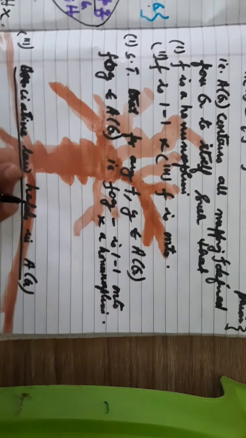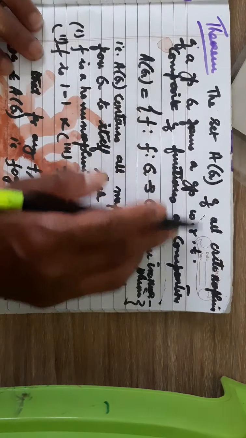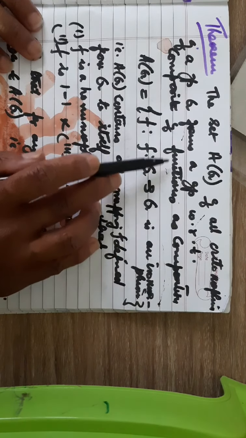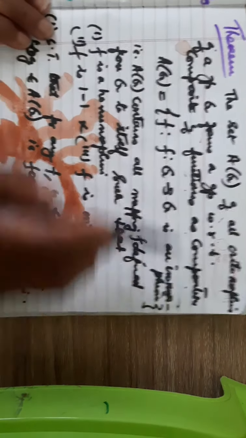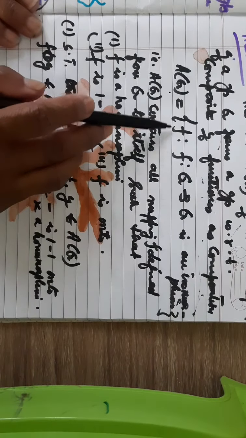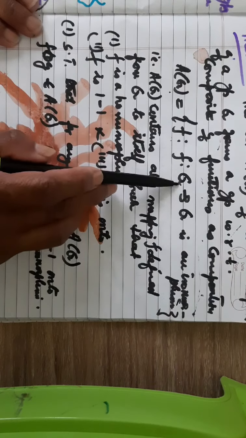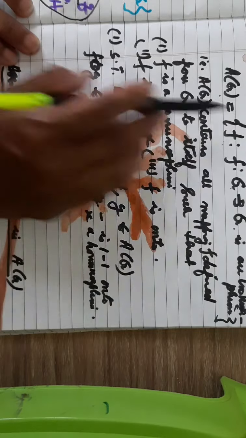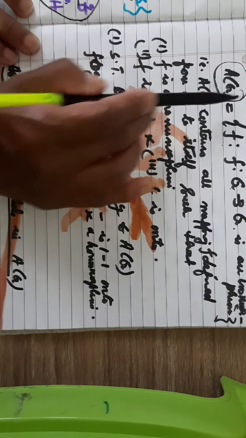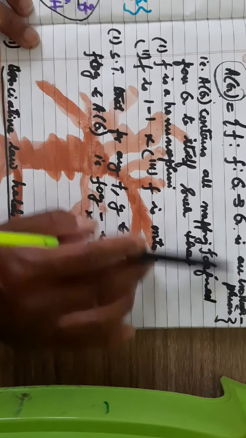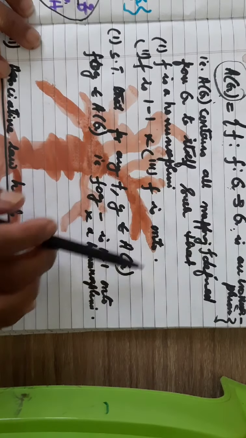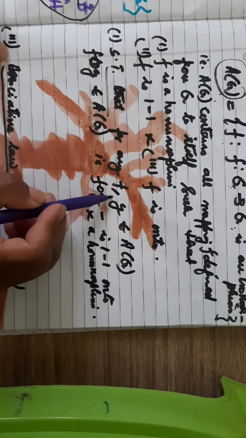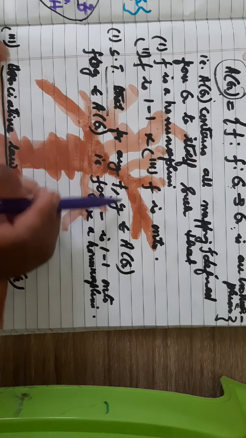Now let me come to the next one, that is this. The set A(G) of all automorphisms of a group G forms a group with respect to composition of functions. What is A(G)? A(G) contains all those one-one onto homomorphisms from G to G itself. So now let us show that it satisfies all the group axioms. That means A(G), which contains only the isomorphisms from G to G, satisfies the group axioms. So number 1 is this: the closure property, let us prove this one.